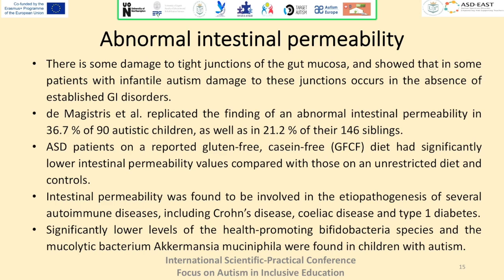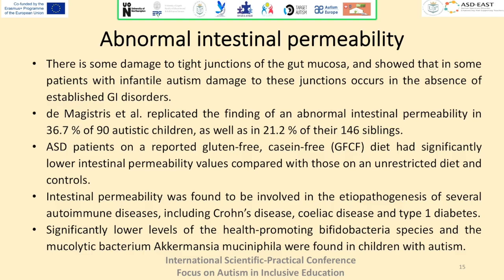On this slide, I will show you evidence about abnormal intestinal permeability. There is some damage to tight junctions of the gut mucosa, and studies showed that in some patients with infantile autism, damage to these junctions occurs in the absence of established gastrointestinal disorders. De Magistris and his colleagues replicated the finding of abnormal intestinal permeability in around 37% of 90 autistic children, as well as in 21.2% of their 146 siblings.